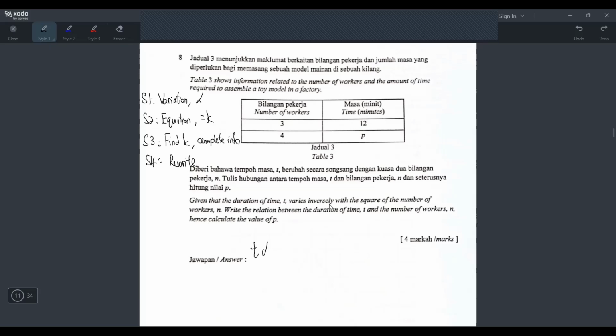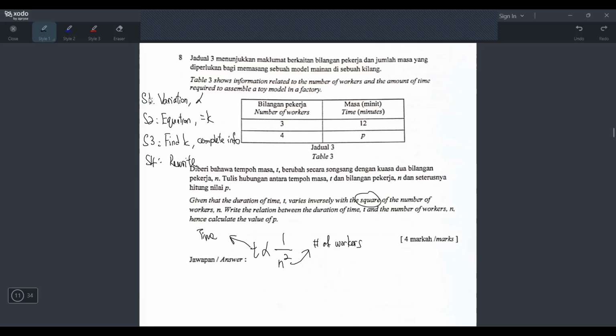t varies inversely. Inversely means you have to write it at the top or at the bottom? You have to write it at the bottom. So inversely with the square of n. Square of n, so n squared. And then nothing at the top, you have to write 1. But don't forget what t represents and what n represents. So t represents what? Time, the duration of time. And what does n represent? The number of workers. It's important to know clearly what t and n represent, or else later you will swap them back and it will be wrong.